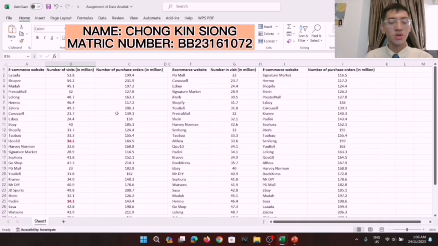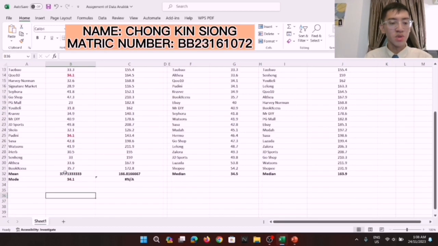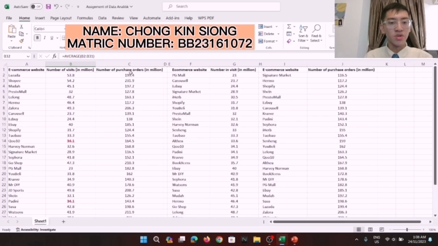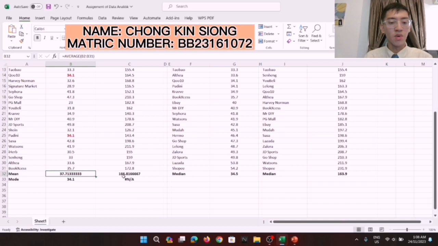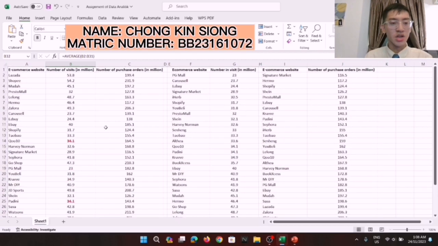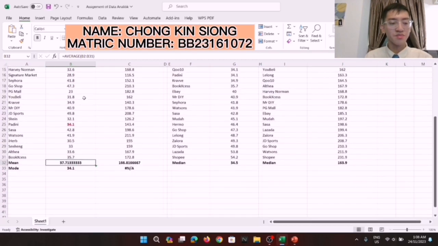So after we calculated the mean with the formula of mean in the number of visits in million and the number of purchase order in million, we found that in the number of visits in million, the mean is 37.71333333. While in the number of purchase order in million, the mean is 166.81666667, which is larger than the number of visits in million.